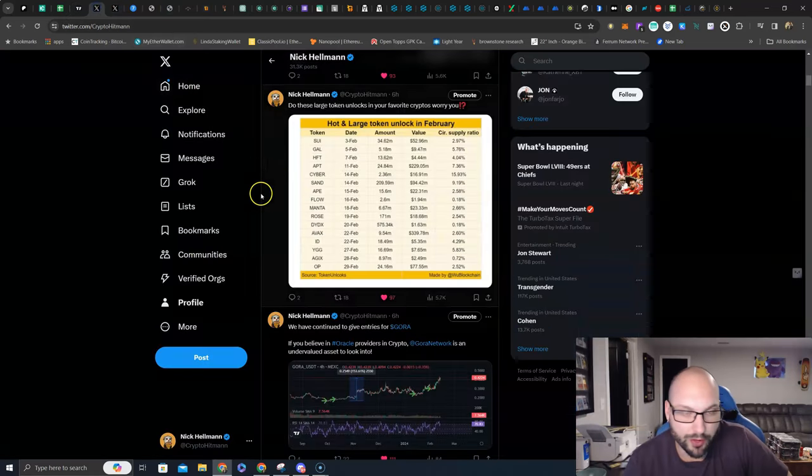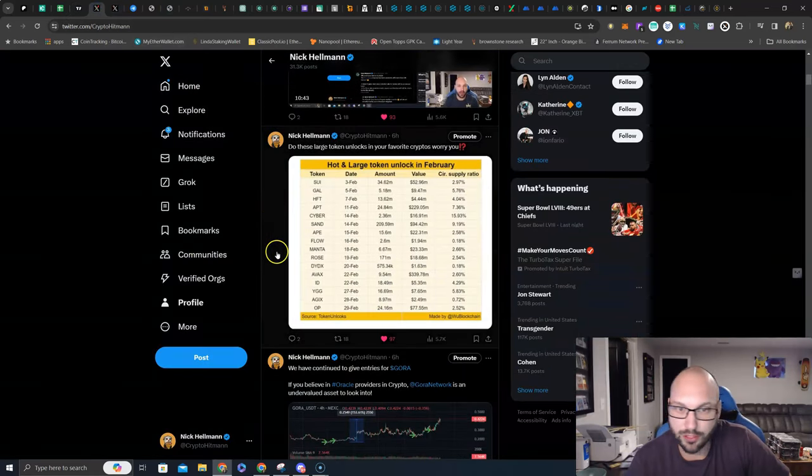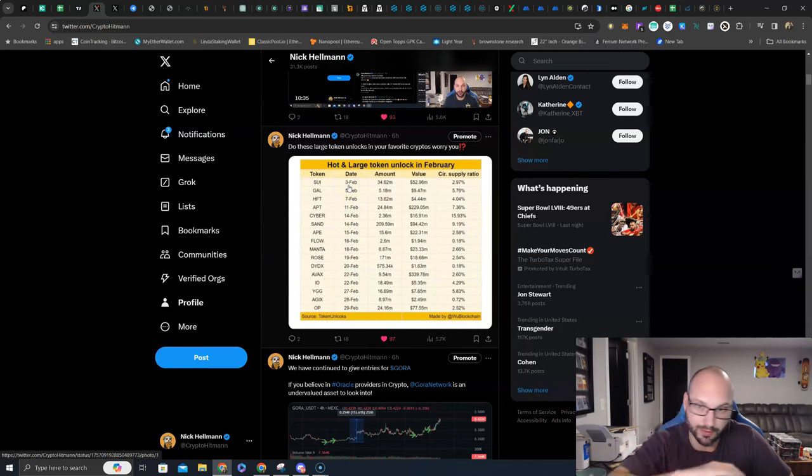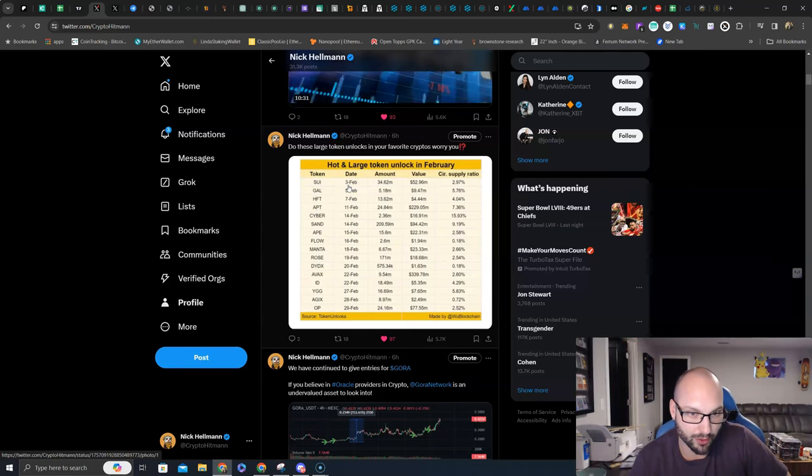Now, concerning some of your favorite coins, a huge influx of tokens are coming to the market and have been coming into the market for the month of February. SUI had a bunch February 3rd. It did cause a minor dip on the chart, but that thing has been up and to the right since then with the strength of Bitcoin and the entire market.